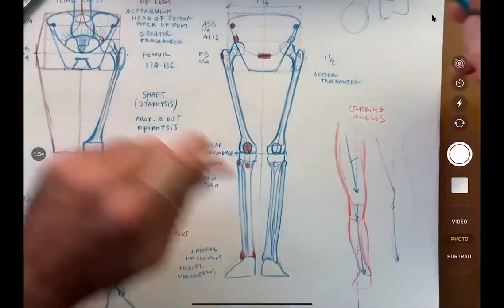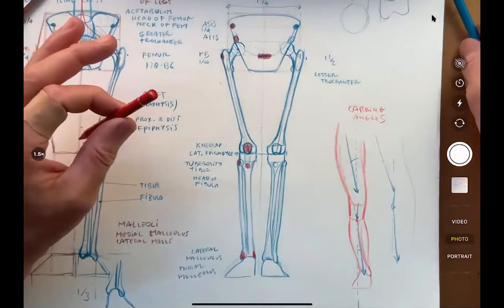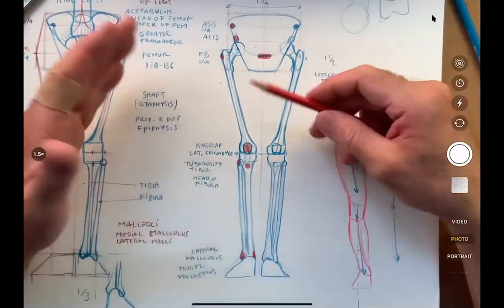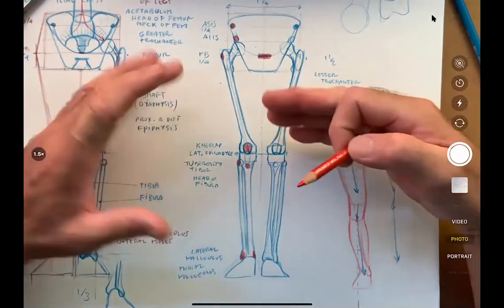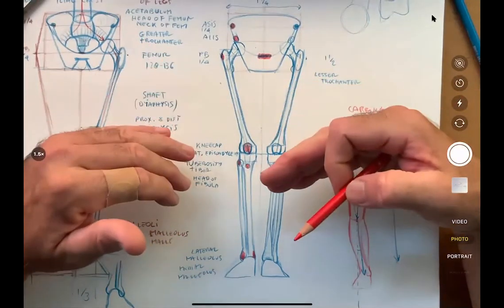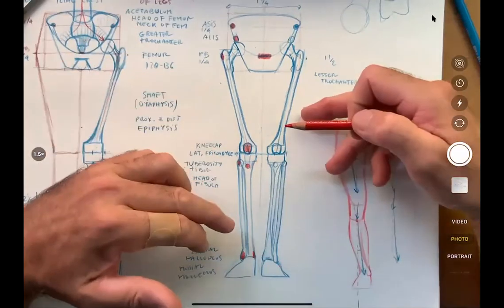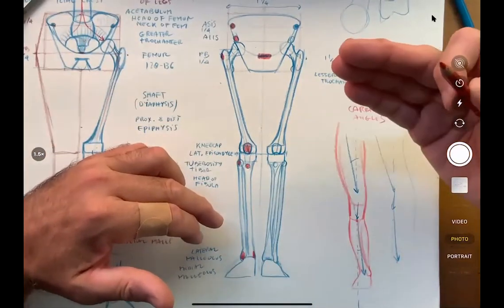So now, let's block in the main volumes, right? The main volume of the leg. We're going to start analyzing the volume of the leg from the outside. And in here, instead, we're going to go in from the inside out, right?